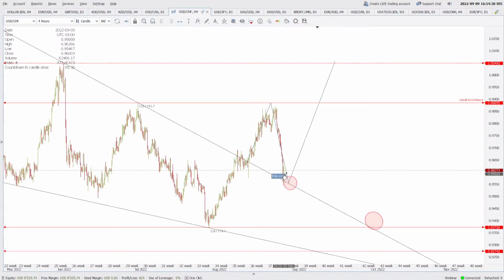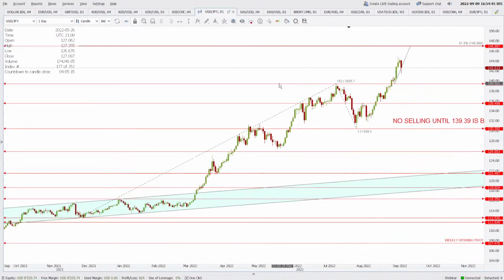And if it keeps going down because of some reason, the dollar keeps on bending down, then there is a possibility of testing 0.9372 also in this market. So on the upside, 0.9885 is the resistance. On the lower side, 0.9372 is the support for the USD CHF.